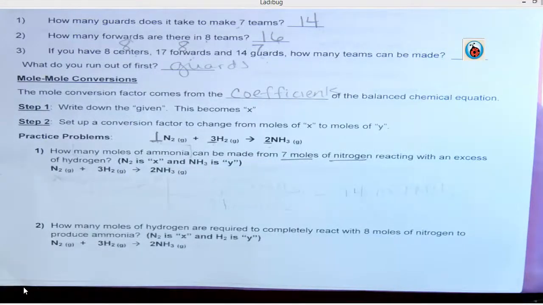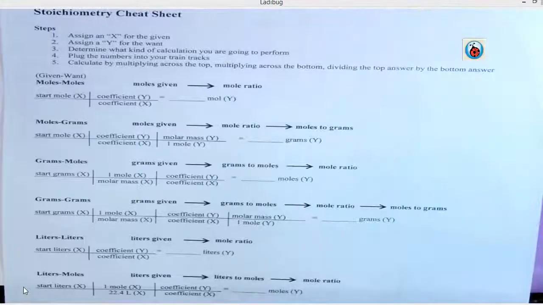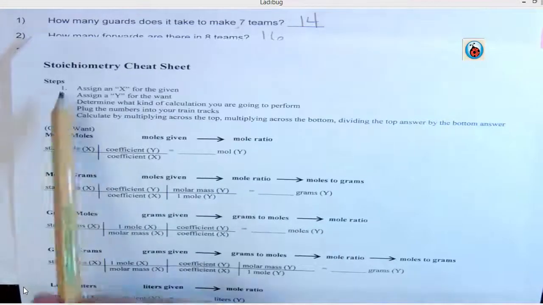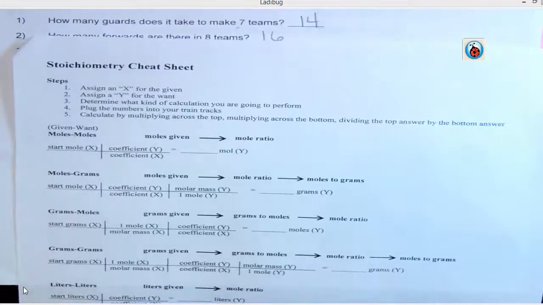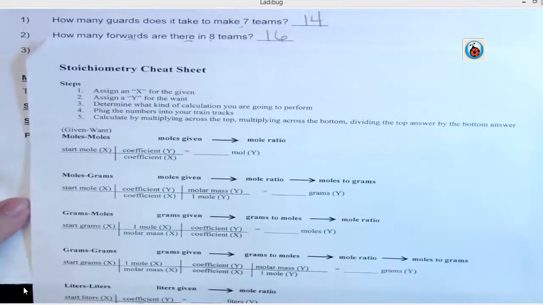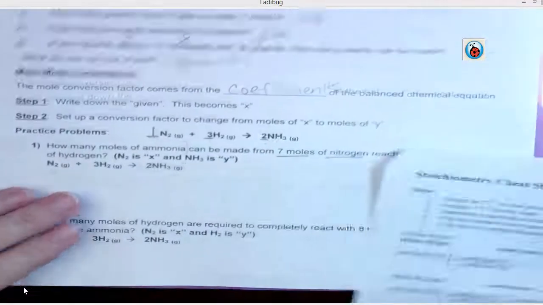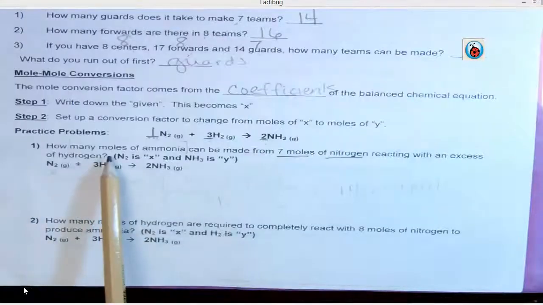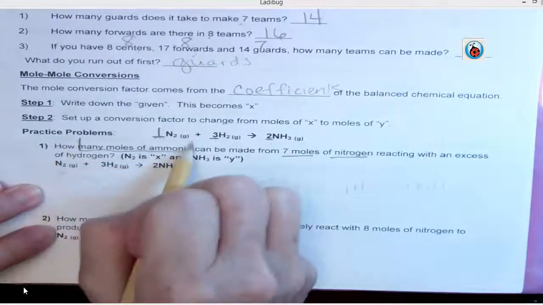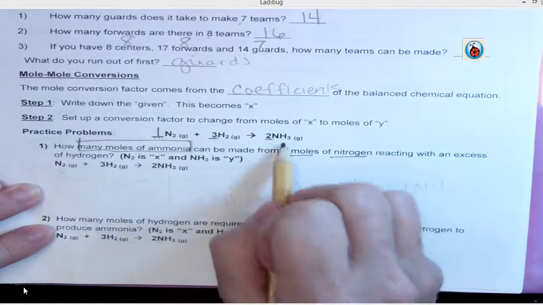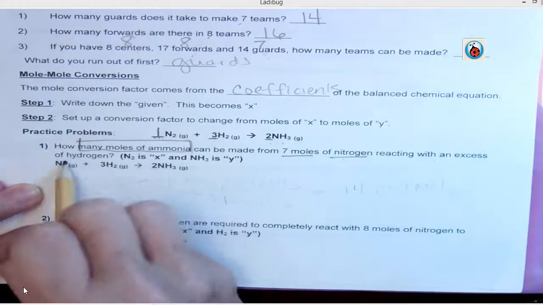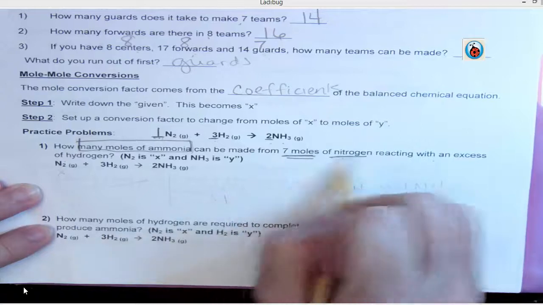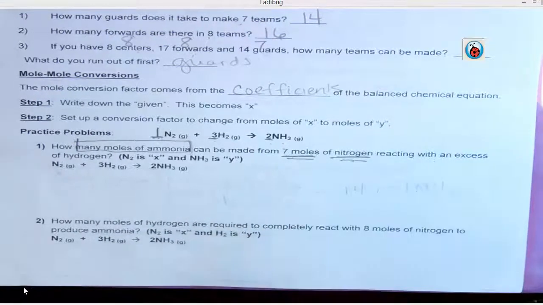Now let's look at example number 1. You're going to need your stoichiometry cheat sheet. It tells you the steps for solving these. We're doing moles to moles right now. It's loaded in Canvas if you don't have one, or you can get one from me. All right, so let's look at our example here. It says, how many moles of ammonia can be made from 7 moles of nitrogen reacting with an excess of hydrogen? That is the question. So what do I know? That I have 7 moles of nitrogen.